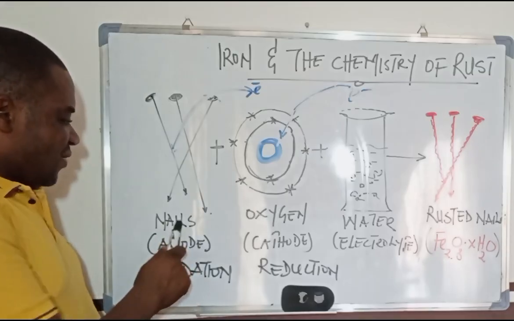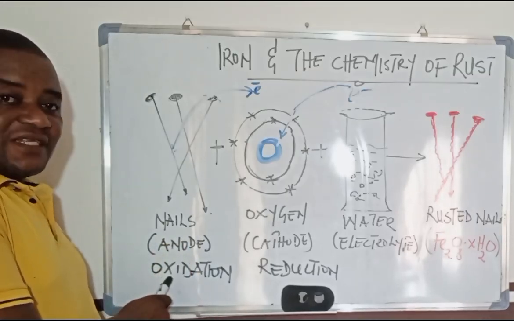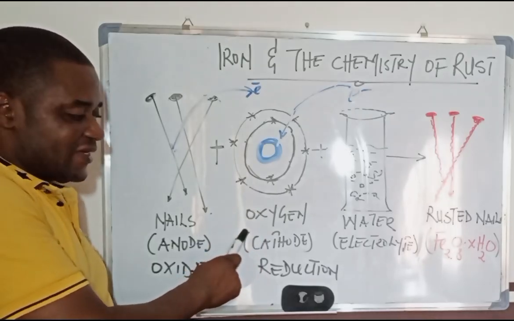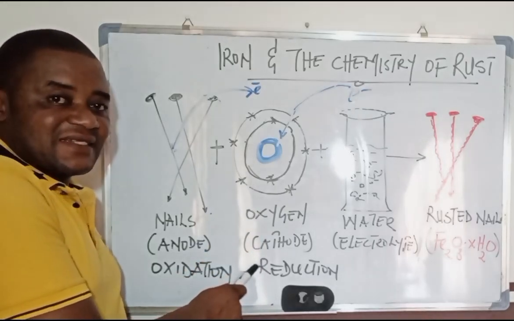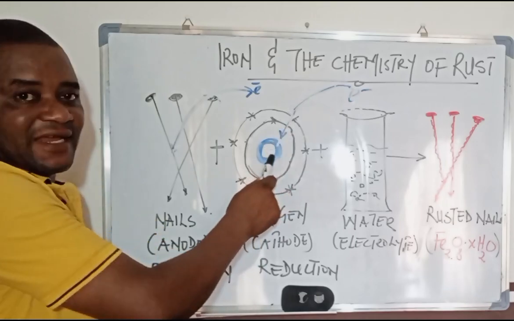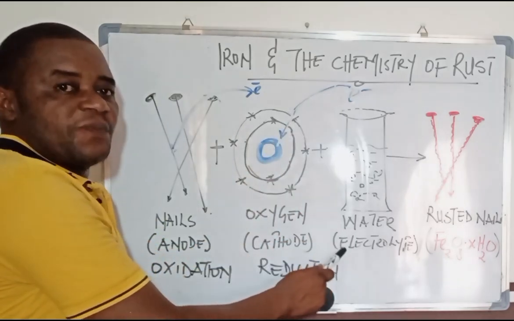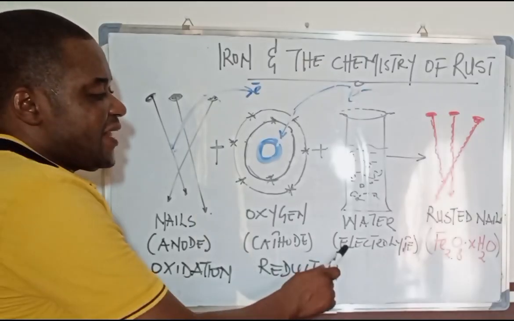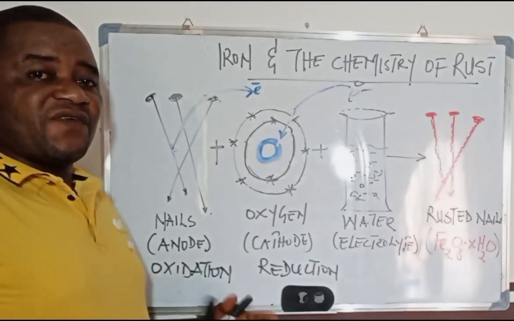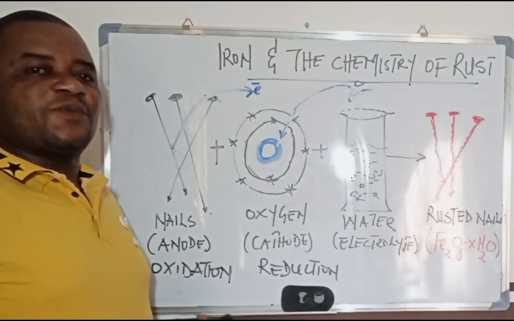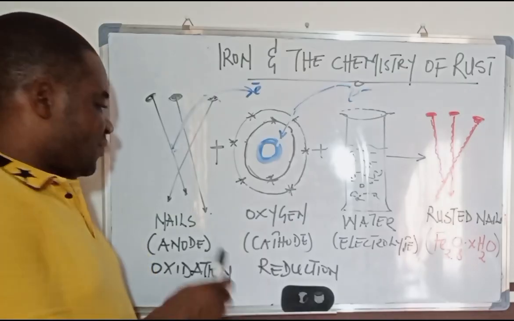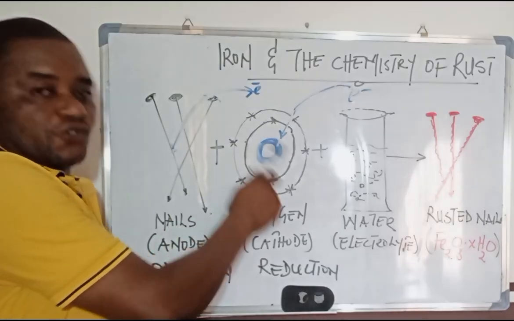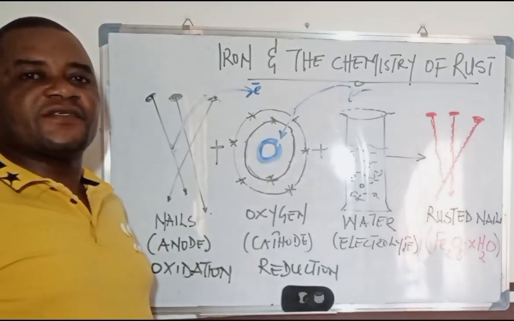So now, the nail will serve as the anode, and oxidation will take place there, and at the cathode, oxygen is there to act as the cathode, and reduction will take place there. That is, there is a gain in electrons. And then you have water, which plays the role of an electrolyte, or a catalyst. Water plays the role of electrolyte because with the help of the electrolyte, there is an expedition of the removal of electrons from the iron or the nails to the solution across to the oxygen.